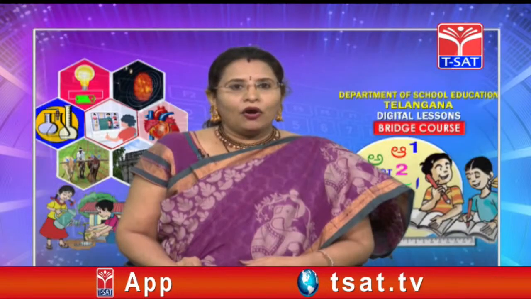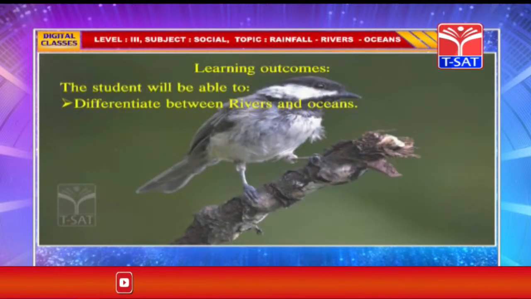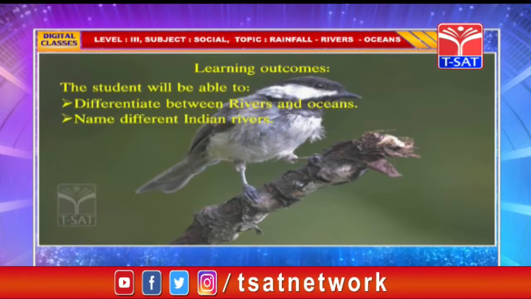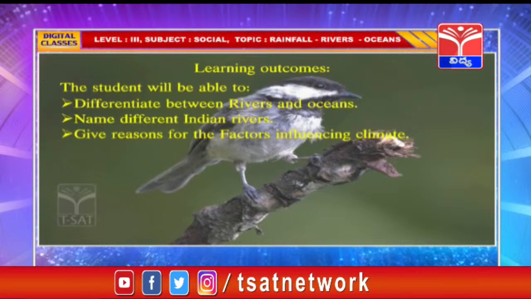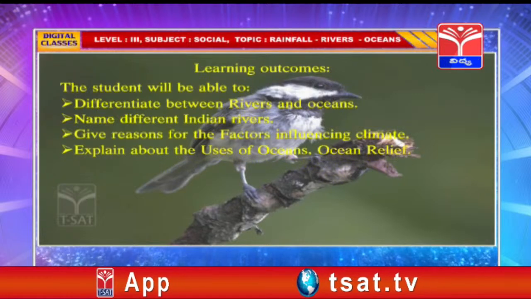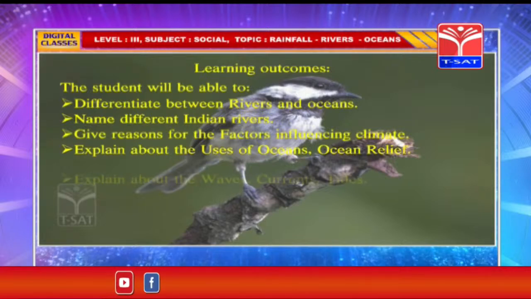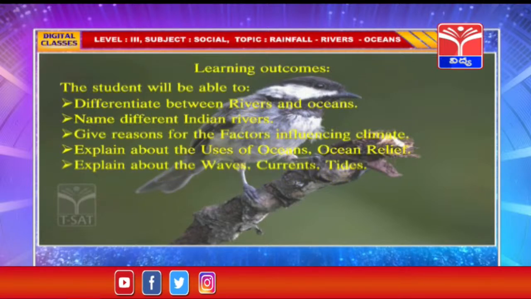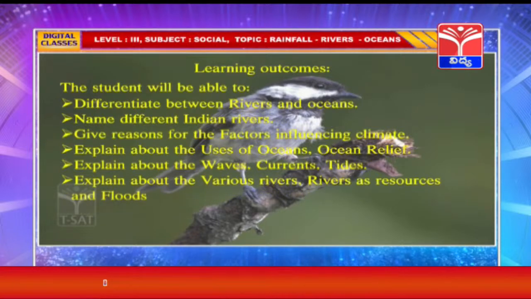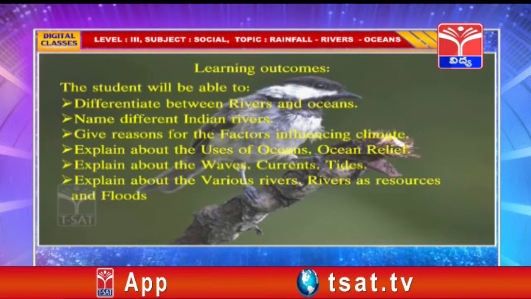Children, at the end of this topic, you will be able to differentiate between rivers and oceans. You will be able to name different Indian rivers. You will be able to give reasons for the factors influencing climate. You will be able to explain about the uses of oceans, ocean relief. You will be able to explain about the waves, currents, tides. And you will be able to explain about the various rivers and the rivers as resources and floods.